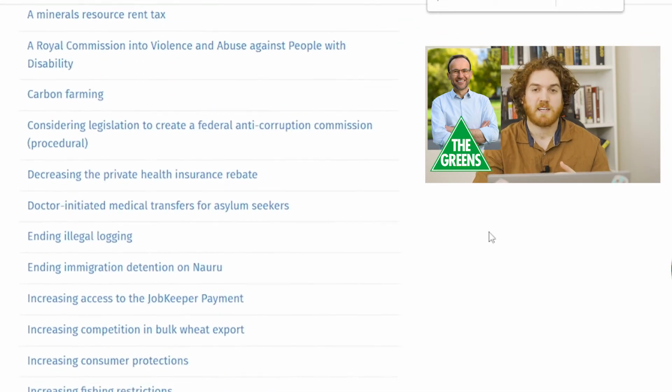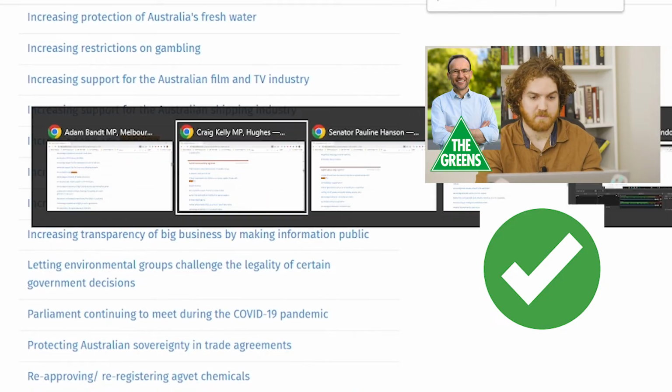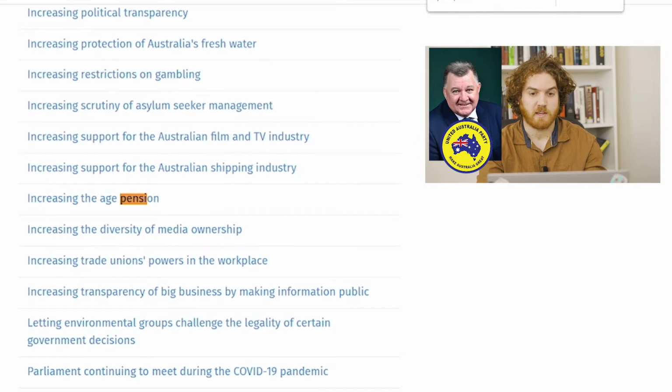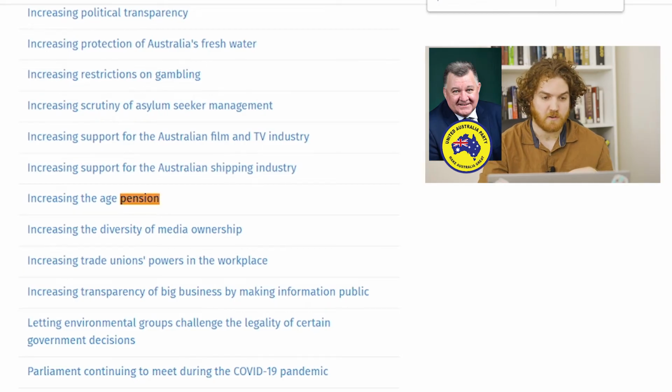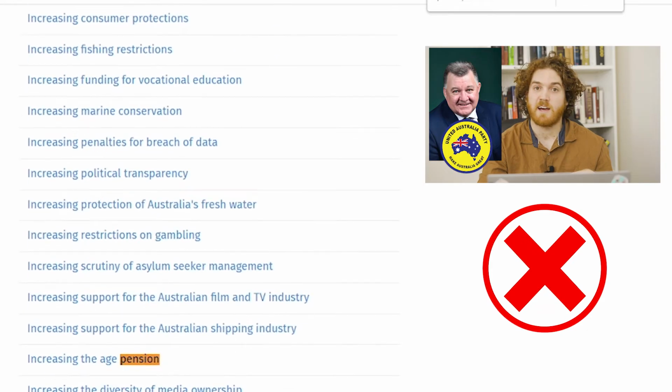Let's compare how they vote on the age pension. Adam Bandt for the Greens has voted consistently for increasing the age pension. For Pauline Hanson, One Nation, nothing comes up for voting on increasing the age pension. Craig Kelly has been around for a while, so we see that he has voted on increasing the age pension, which he has voted consistently against.